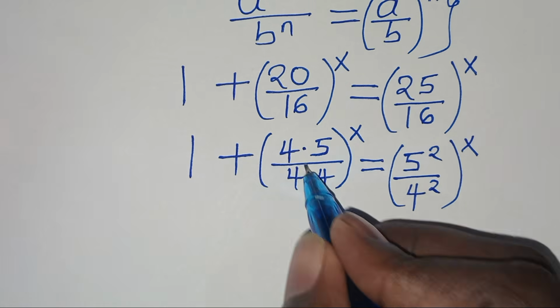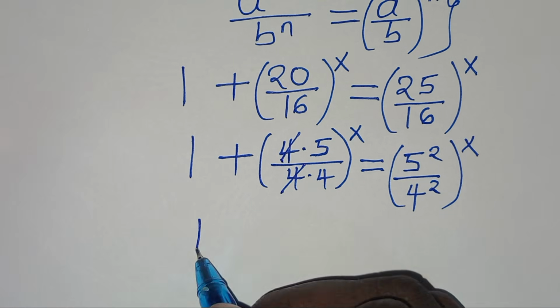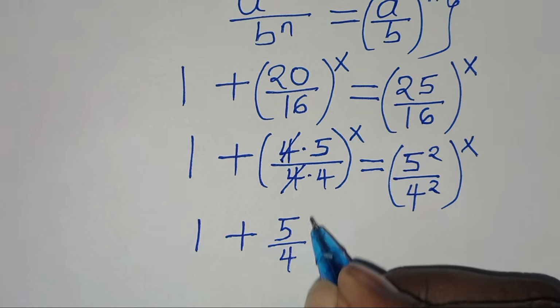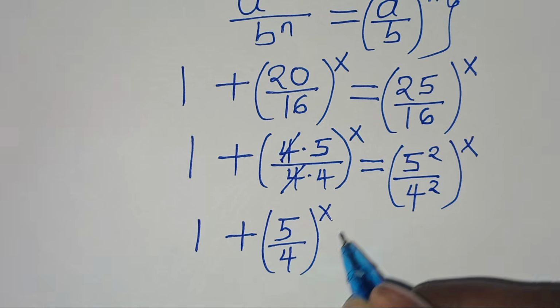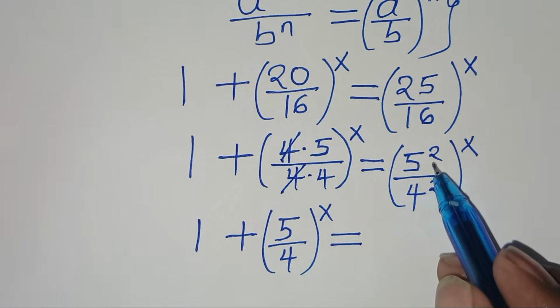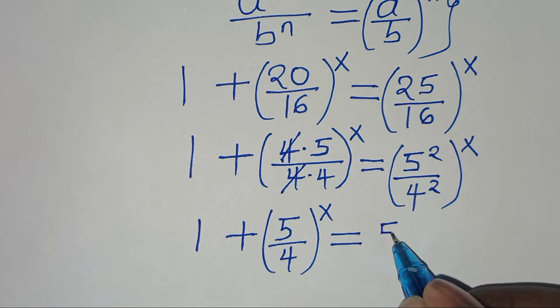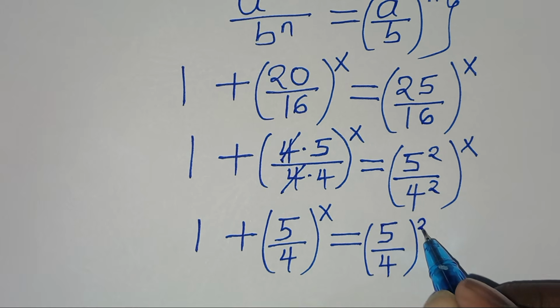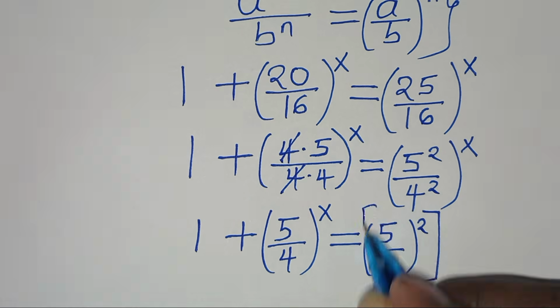So we can simplify 4 and 4 here so that we have 1 plus 5 over 4 raised to the power of x. This is equal to, now we can express this as 5 over 4 raised to the power of 2, then raised to the power of x.